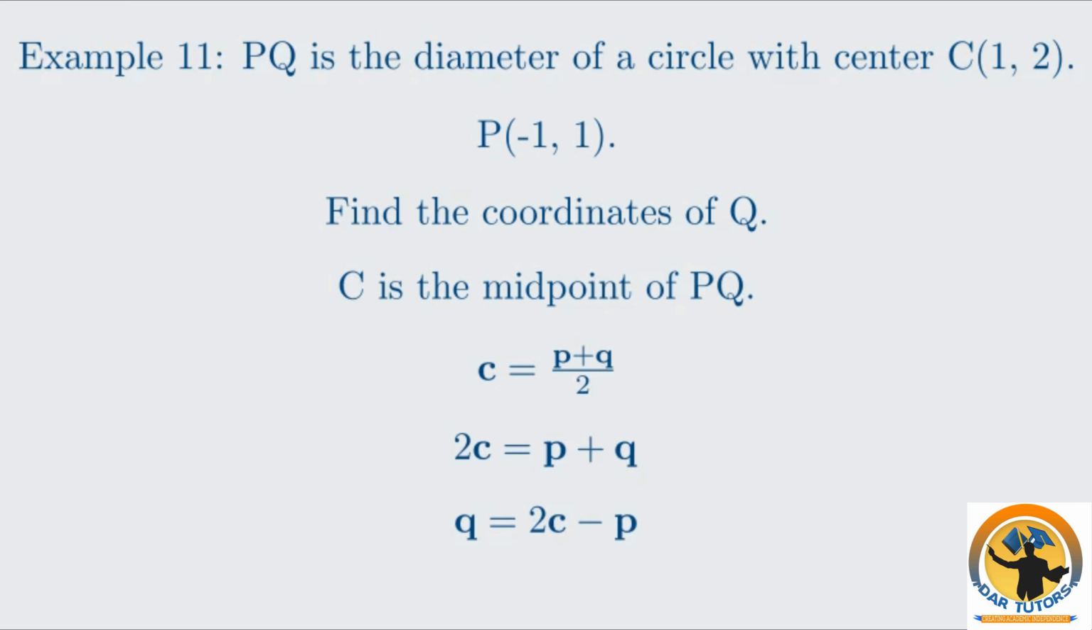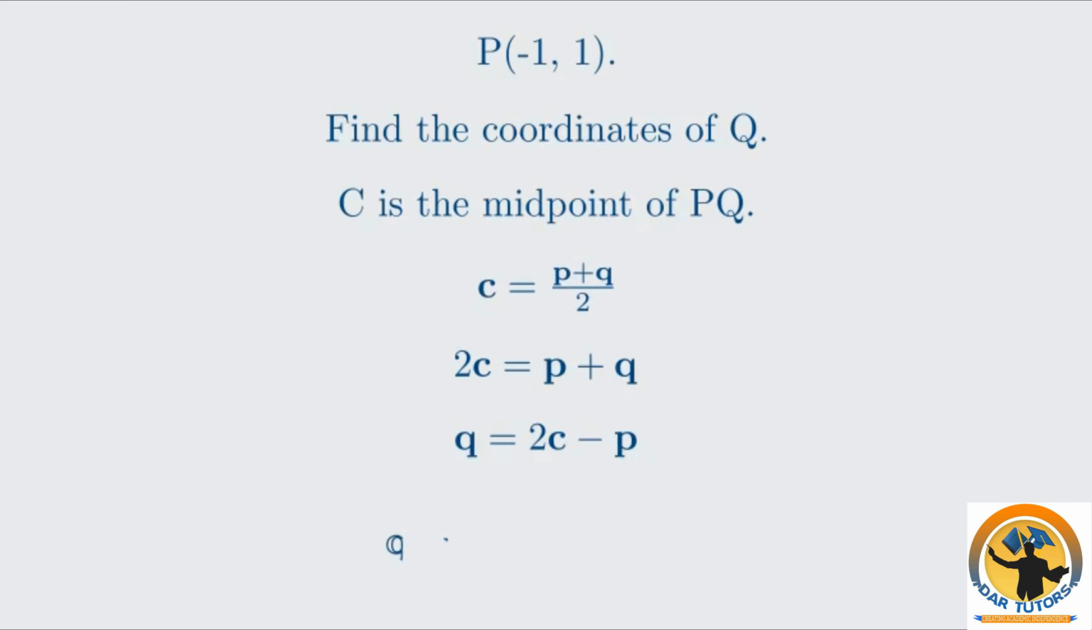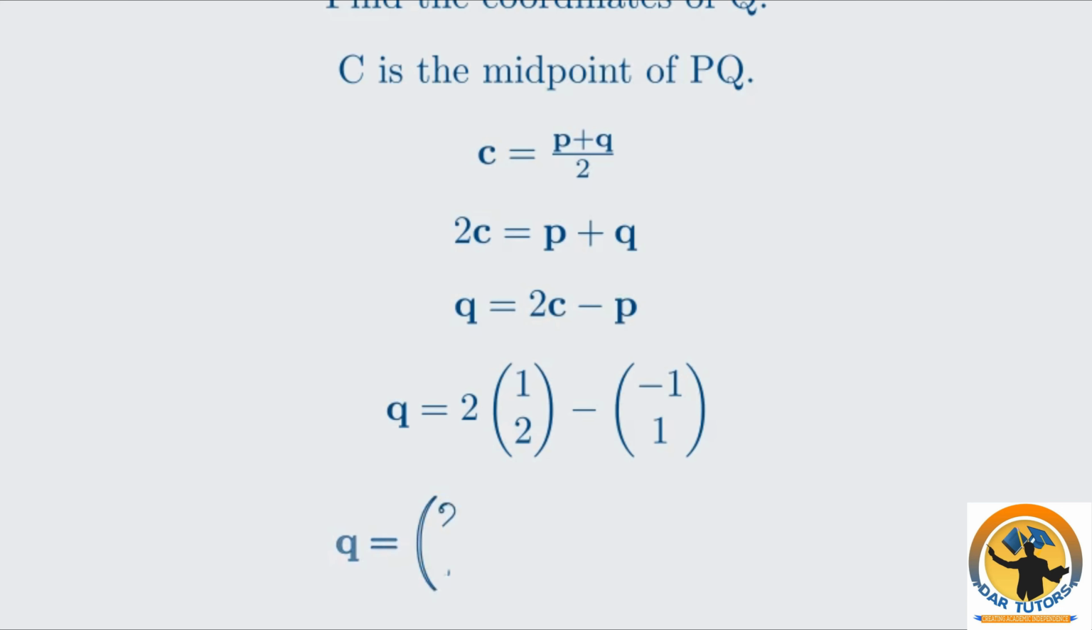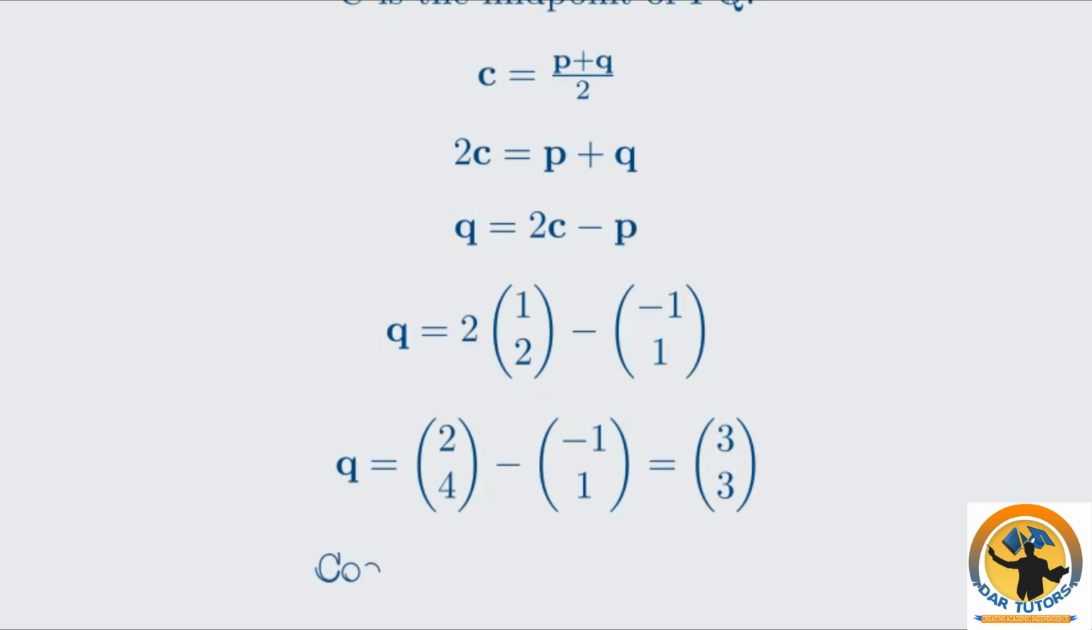Now we can substitute the position vectors. Q equals 2 times the vector (1, 2) minus the vector (-1, 1). This is (2, 4) minus (-1, 1), which gives us the vector (3, 3). Therefore, the coordinates of the other endpoint Q are (3, 3).